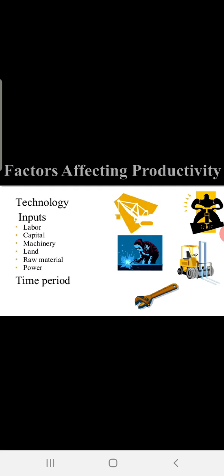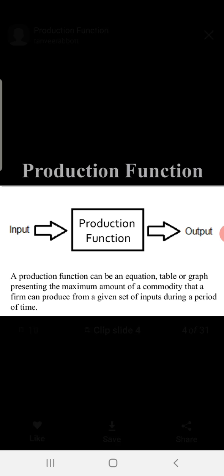So here some factors are given. First one is labor, second is capital, third is machinery, fourth is land, next is raw material, and last one is power. Power in the sense there are various types of power, like electricity, atomic energy, nuclear energy, a number of things. Means where you are engaged in production, you require different types of energy. Okay, here you have to consider power means electric power, or you require atomic power, nuclear power, whatever is required for the production.